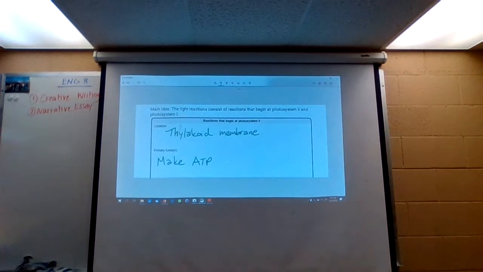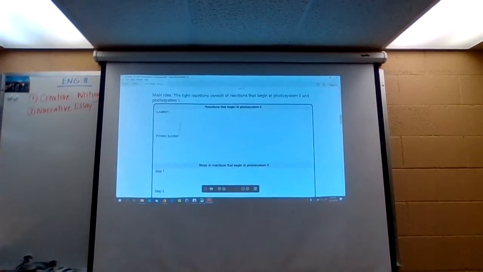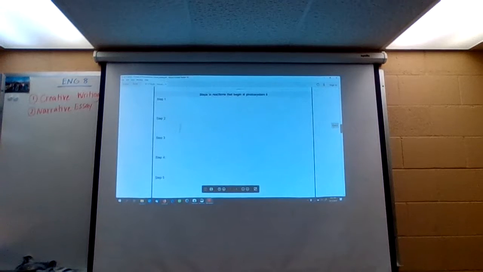Make ATP. Basically, it gets ADP and turns ADP into ATP, so it doesn't have to make it from scratch. It gets it from the dark reactions and turns it back into ATP. Okay? We got that written down? Make ATP. That is the main function of photosystem 2. All right, and it does this in 5 simple steps. We're going to break it on down so that we know exactly what happens.